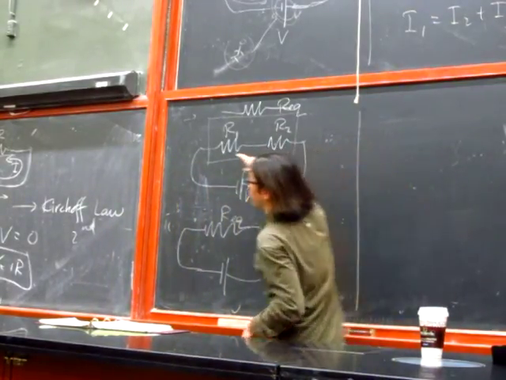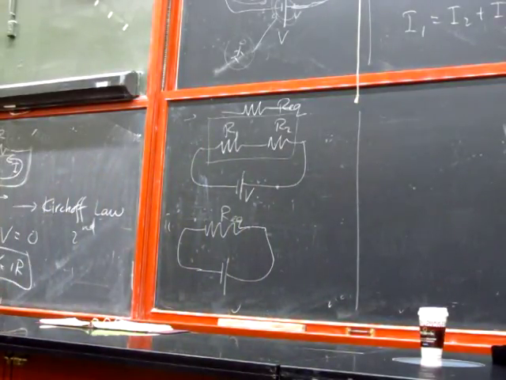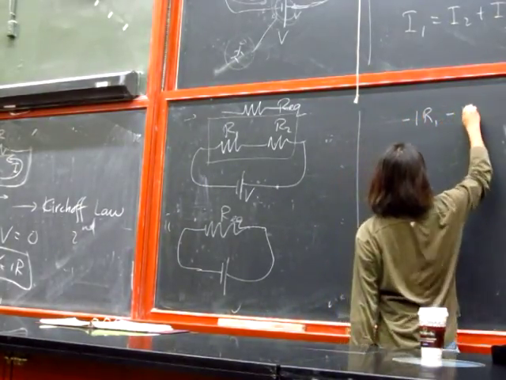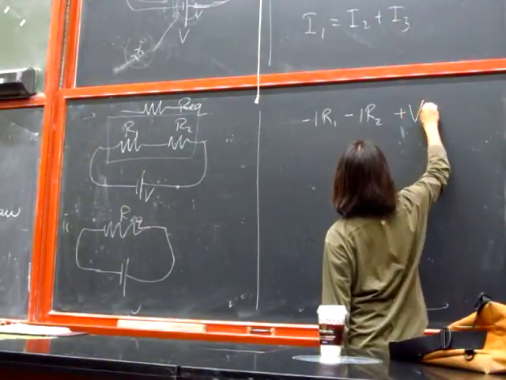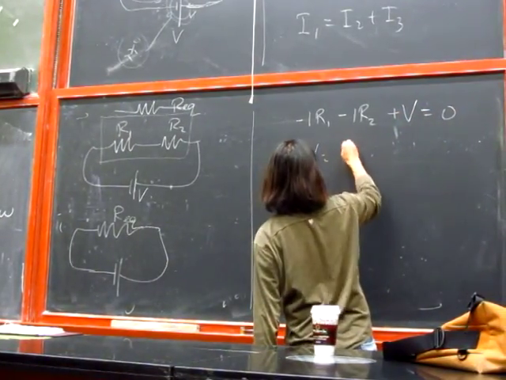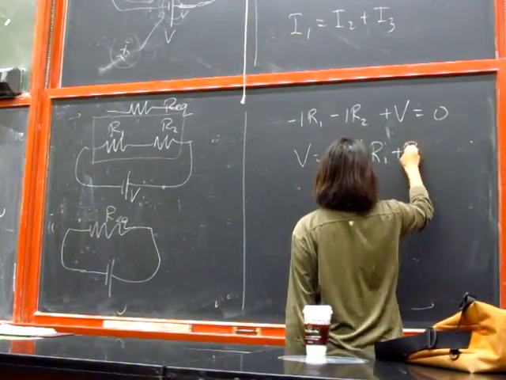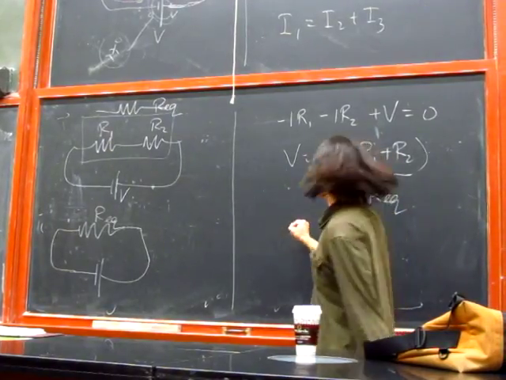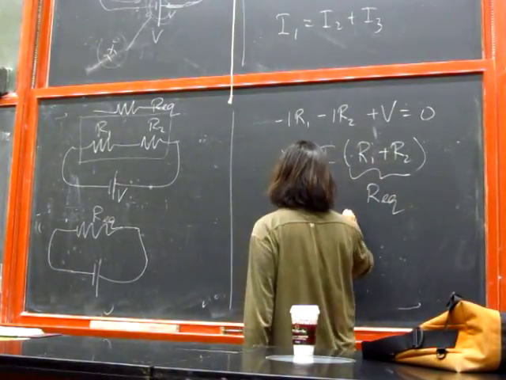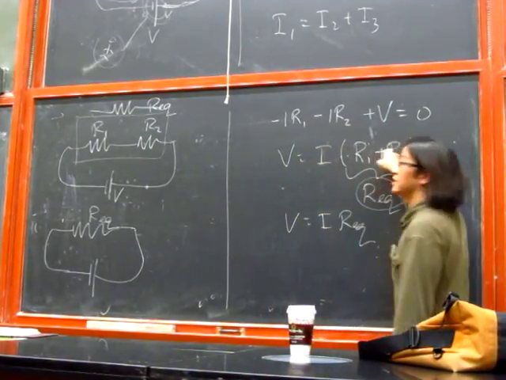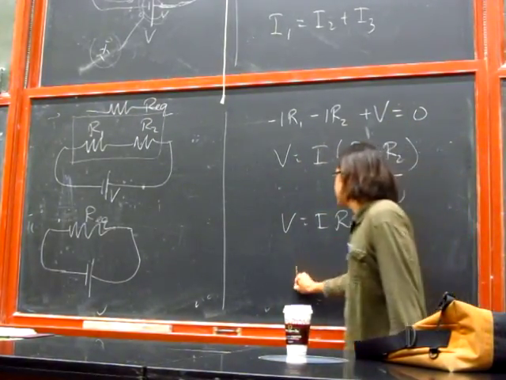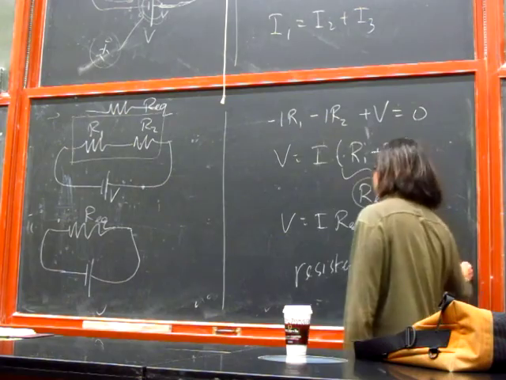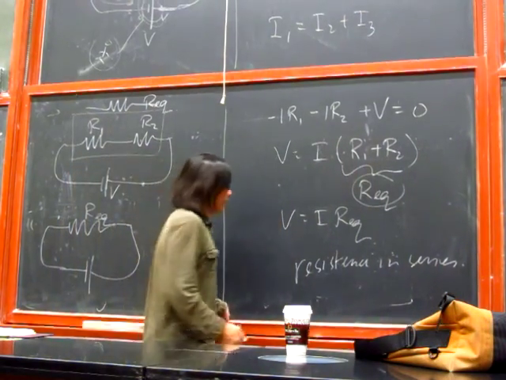It's very simple. There is no branch, so you apply the second Kirchhoff law: minus I R1, minus I R2, plus V equals 0, so V is equal to I times (R1 plus R2). This is your R equivalent. Then V is just I times R equivalent, and R equivalent is just the sum of the two resistances. This is called resistance in series. The other one is resistance in parallel.